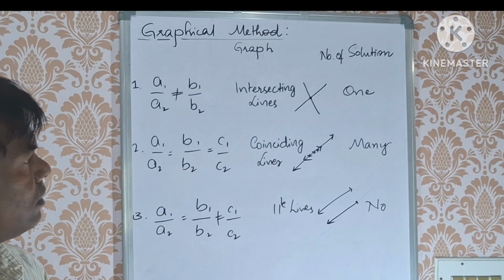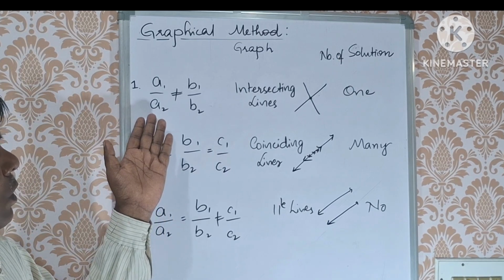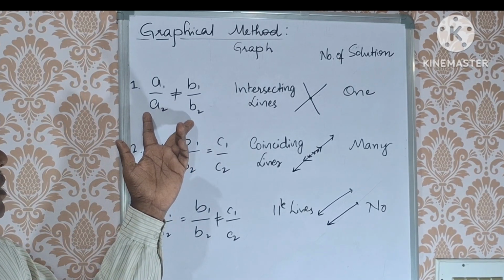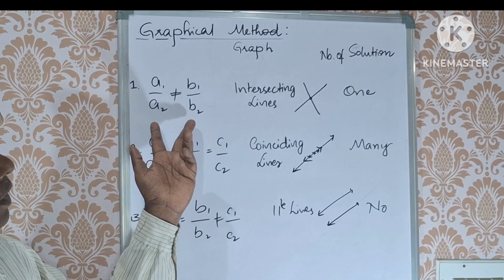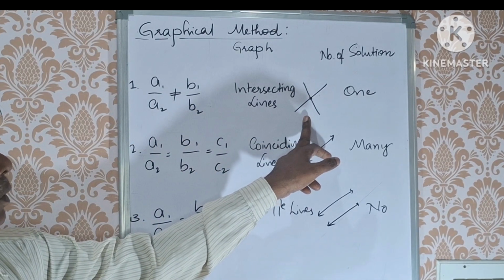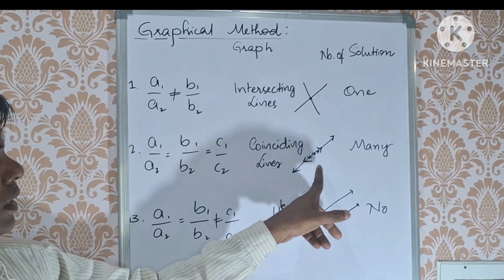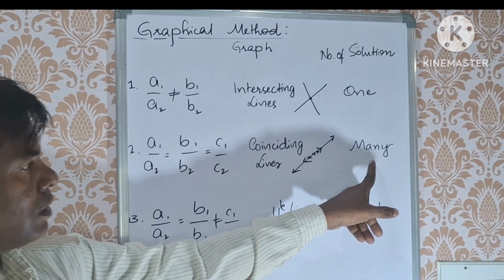Before drawing the graph, the nature of the graph can be obtained by the coefficients. If the ratio of the first part and second part are not equal, then they intersect at one point. If all three are equal, then they are coinciding lines. The solutions will be many.